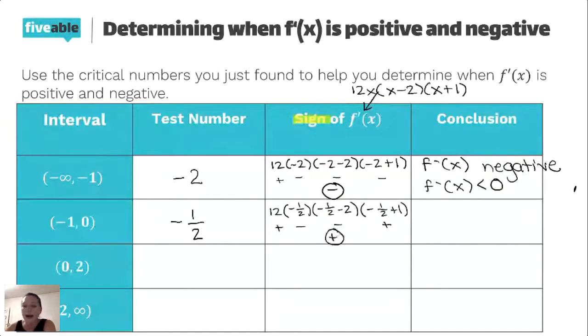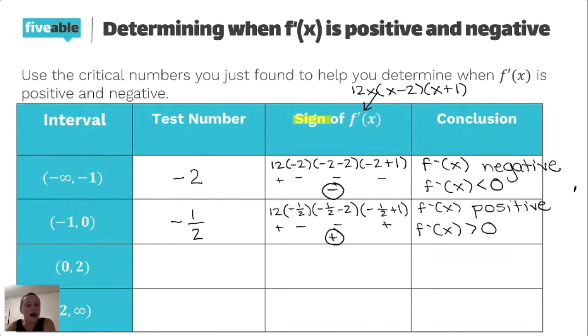All right, so my conclusion then is that f prime of x is positive on this interval, which I could also write as f prime of x is greater than 0.